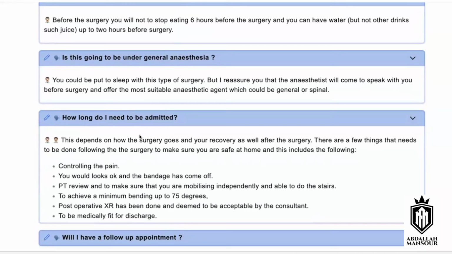How long do I need to be admitted for? You will give a very vague answer here. That's the right answer. Very vague answer. So you will say most of the patients will need to stay in for a few days after the operation to take them off for a few things.